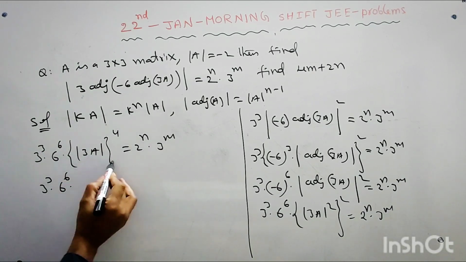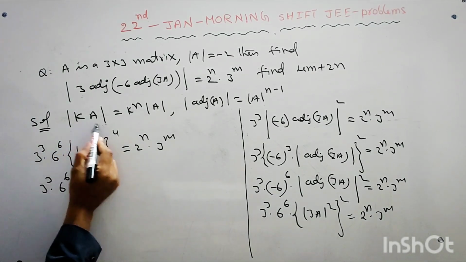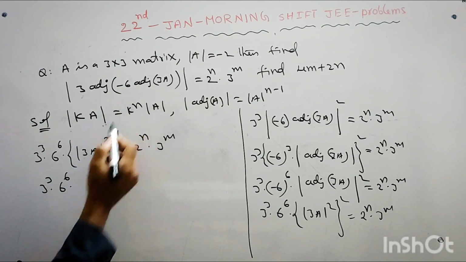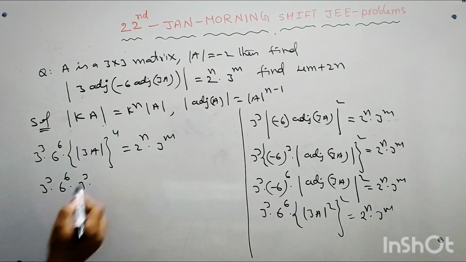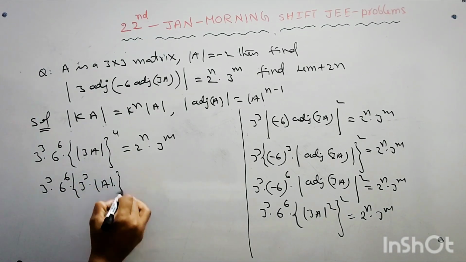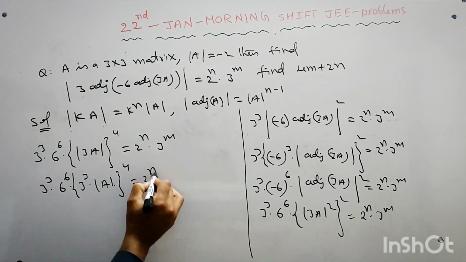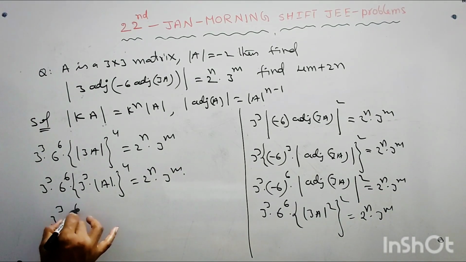Now this step is looking like det of k. See again this one, det of k. What is the formula? k power n. That means 3 power 3 into det A, det A again whole power 4 is there, is equal to 2 to the power of n into 3 power m. Then this is actually 3 power 3 into 6 power 6.